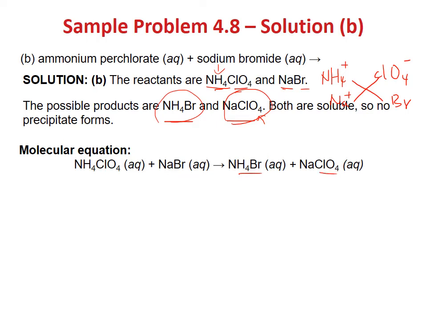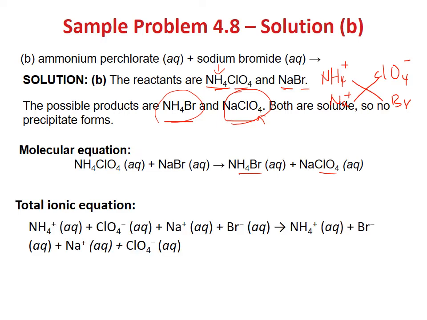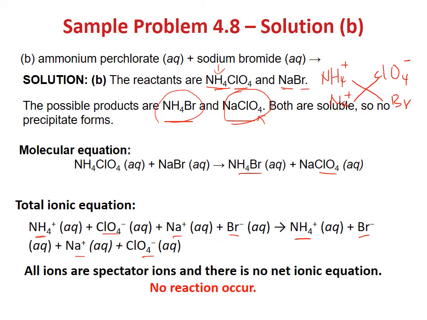And if you write the total ionic equation, the reactants and products are all dissociated ions. So ammonium in the reactants is an ion. In the product it is also an ion because both are highly soluble. Same thing for perchlorate, sodium, and bromide. So these are all spectator ions. Okay, so all ions are spectator ions. There's no net ionic equation, and therefore no reaction occurs for these two mixtures.